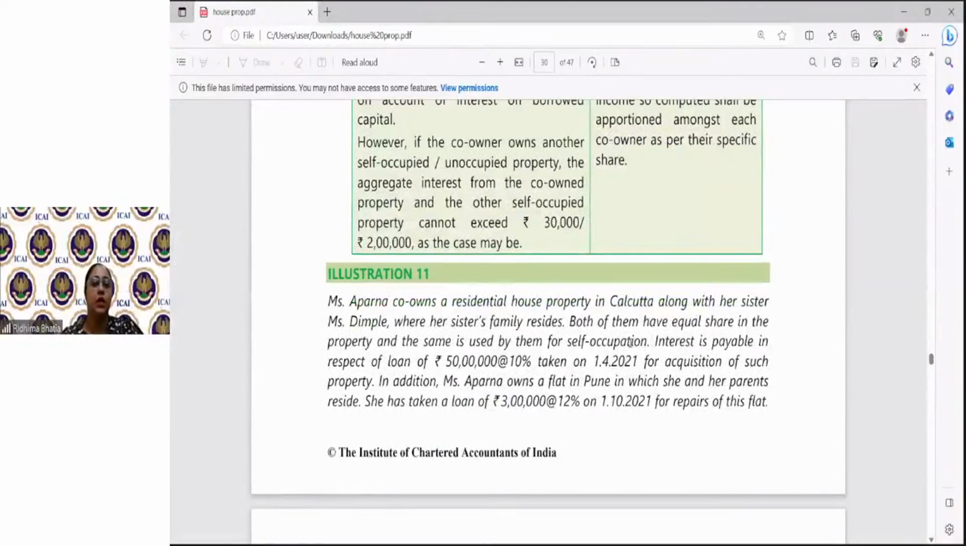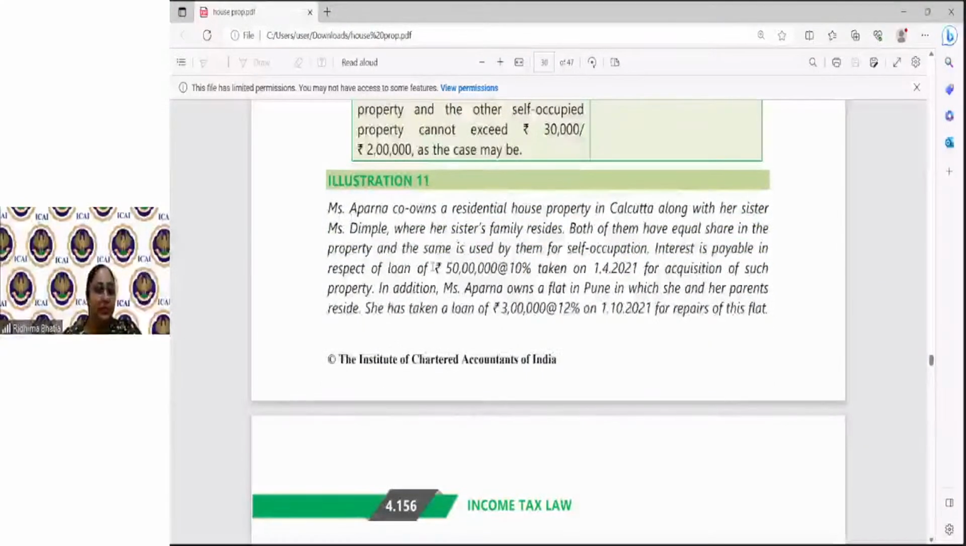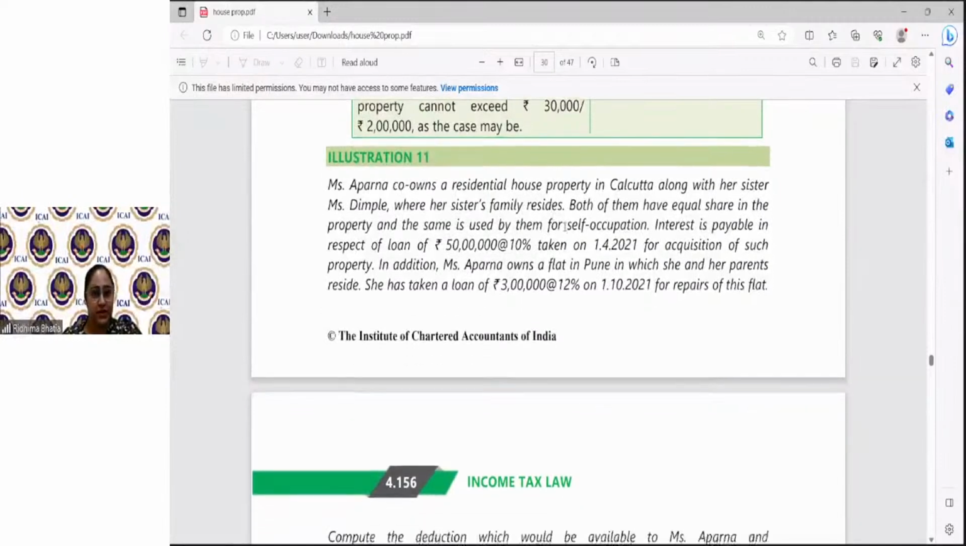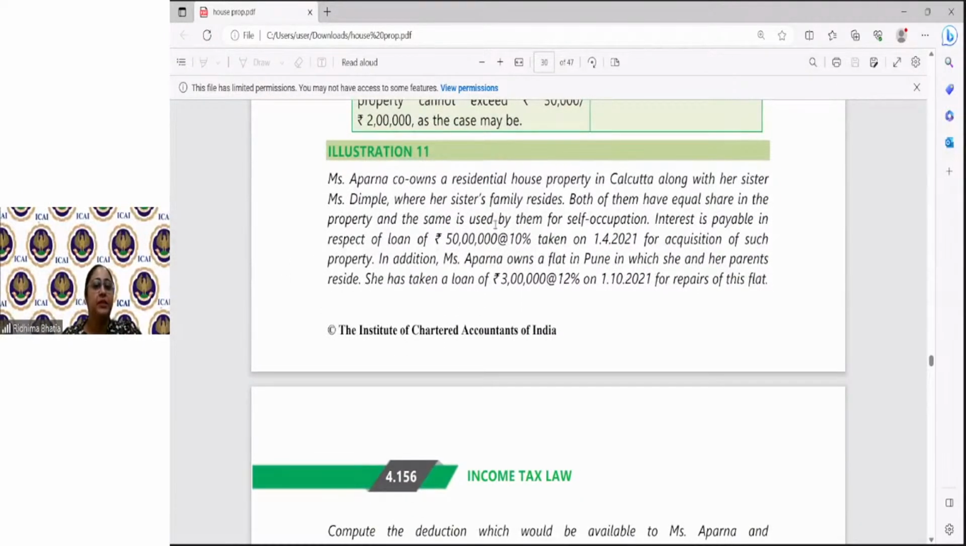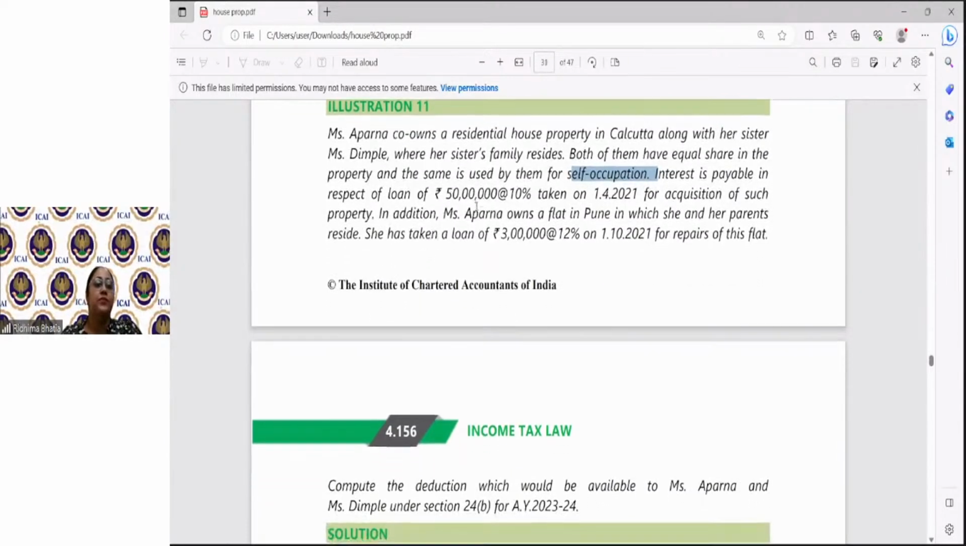Aparna co-owns a residential house property in Calcutta along with her sister, Miss Dimple, where her sister's family resides. Both of them have an equal share in the property, and the same is used for self-occupation. Okay, equal share of 1/2, 1/2. Interest is payable in respect of a loan of rupees 50 lakhs at 10% taken on 1st April 21 for acquisition of such property. In addition, Ms. Aparna owns a flat in Pune in which she and her parents reside. She has taken a loan of 3 lakh at 12% on 1st October 21 for repairs. Compute the deduction which would be allowed to Ms. Aparna and Ms. Dimple under section 24(b) for assessment year 23-24.